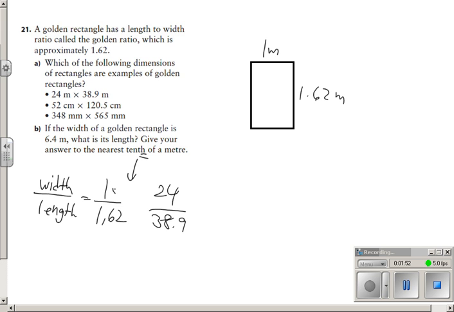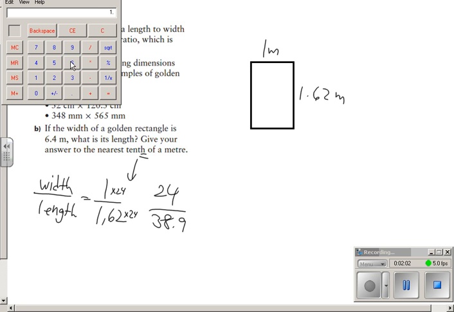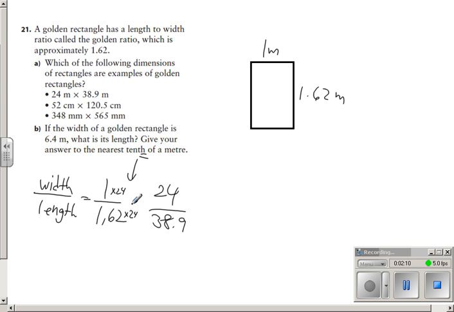So this is easy. I know that I multiply 1 by 24. I've got to figure out if 1.62 multiplied by 24 gives me that second term. So 1.62 times 24 equals 38.88. That's pretty darn close. So I can say, yes, that is approximately a golden ratio there because it rounded up to the tenths position. Let's look at another one.